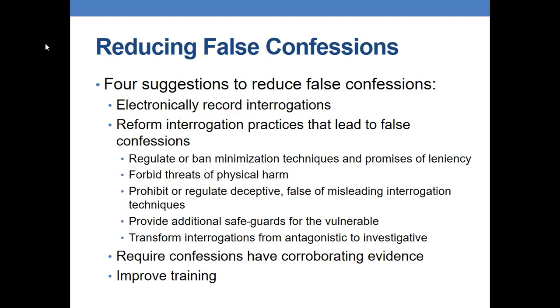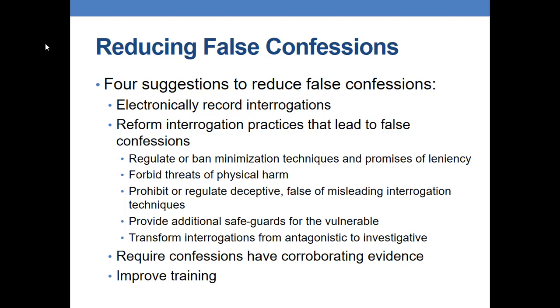Scholars also want to see some interrogation practices eliminated, scaled back, or changed. Specifically, they want to regulate or ban the use of minimization techniques that include, either explicitly or implicitly, promises of leniency, because these lead innocents to confess by suggesting that complying with the detective's request will lessen the punishment or lead to other benefits, especially when the minimization techniques are coupled with threats that pleas of innocence will not be entertained and prosecution is inevitable. Those are what we would consider maximization techniques. They also want to forbid threats of physical harm or certain consequences for the same reasons.